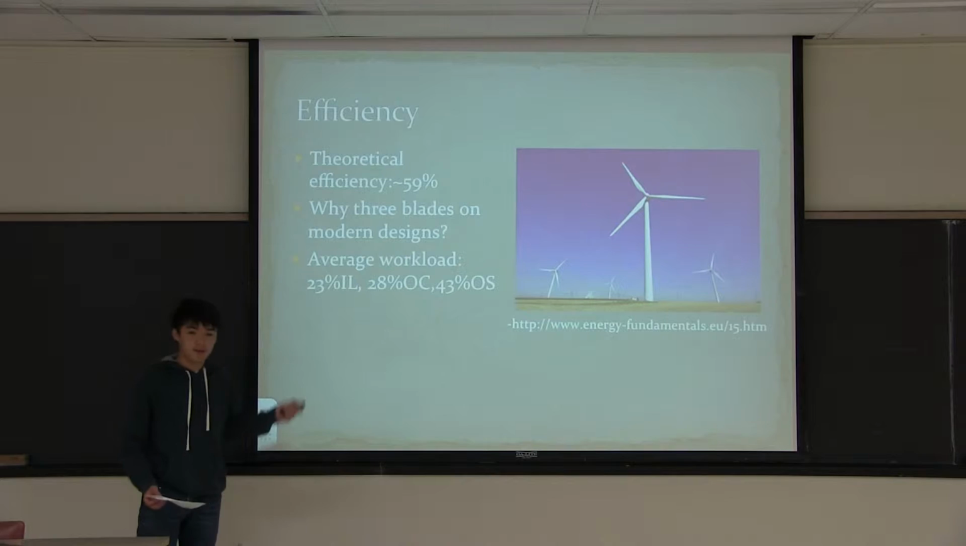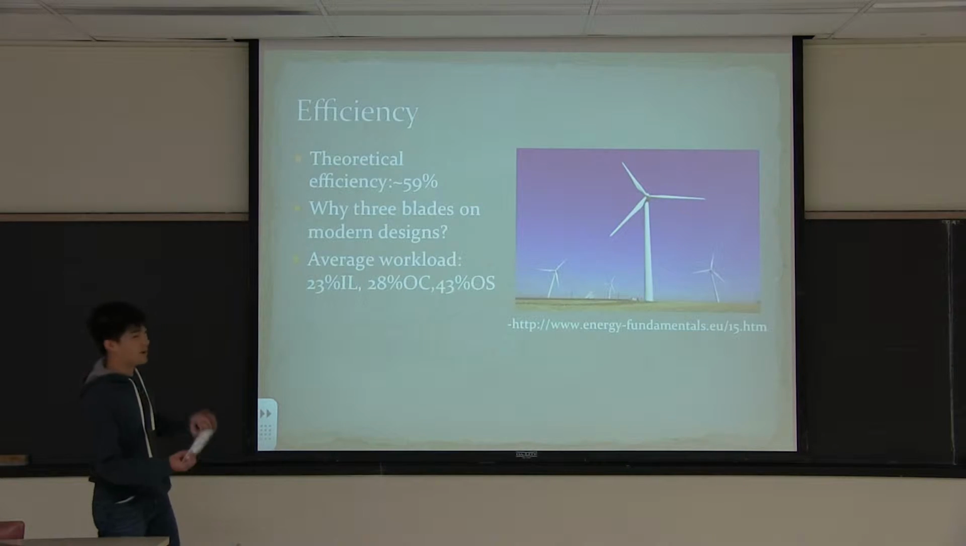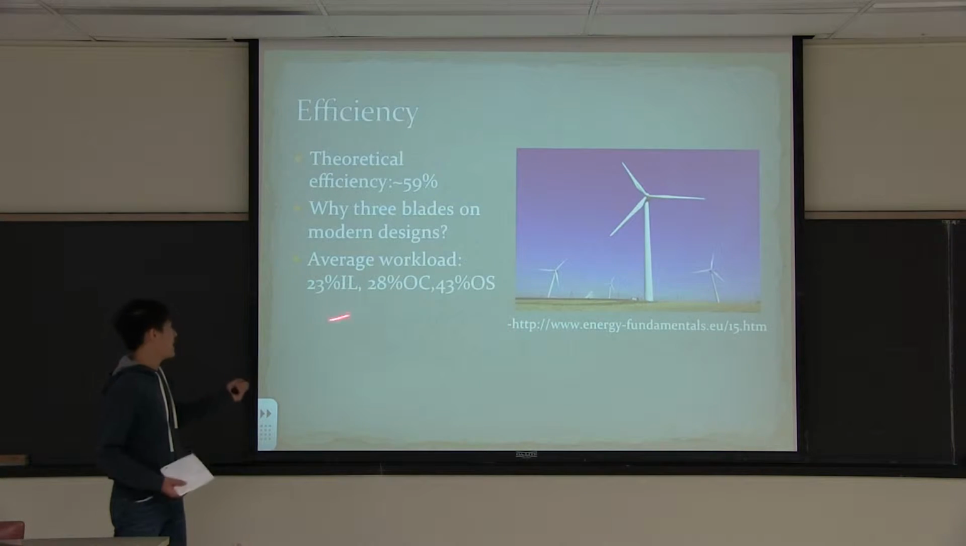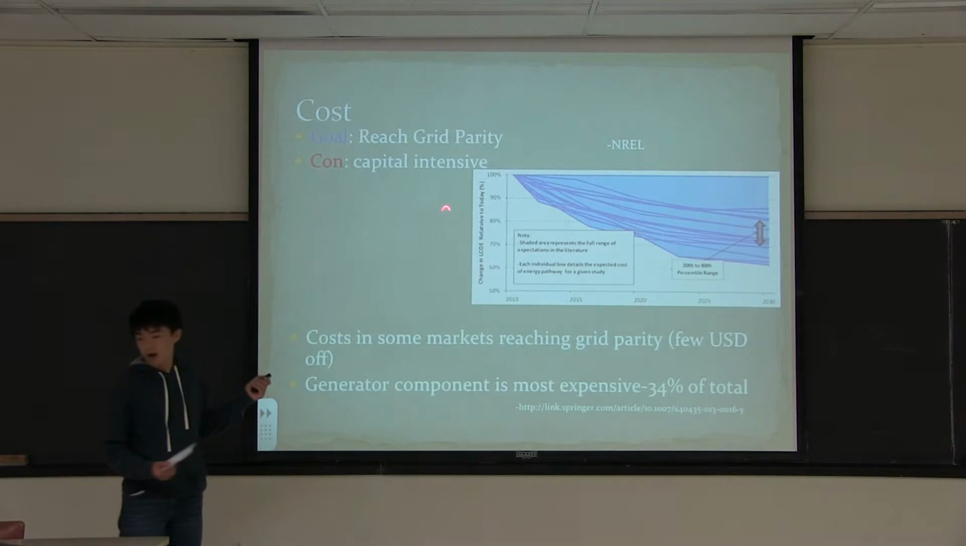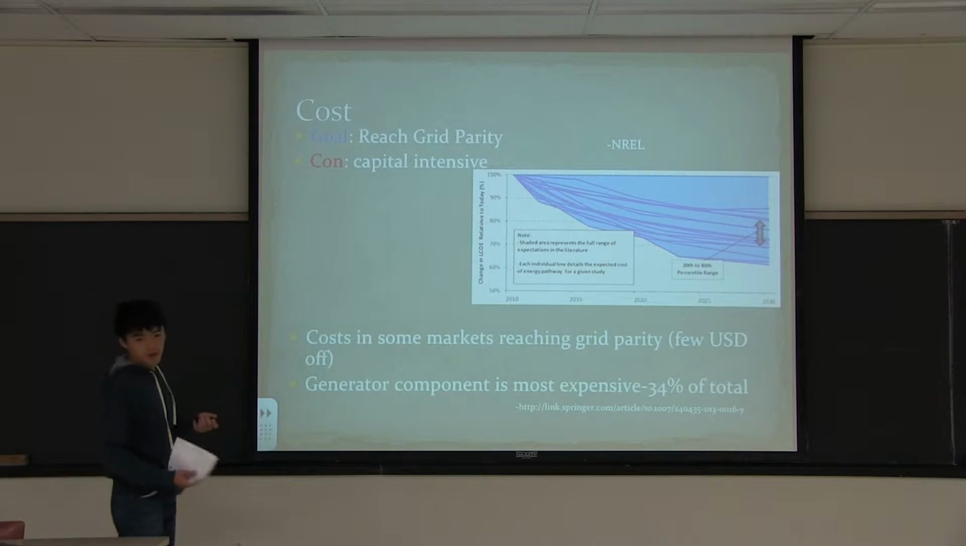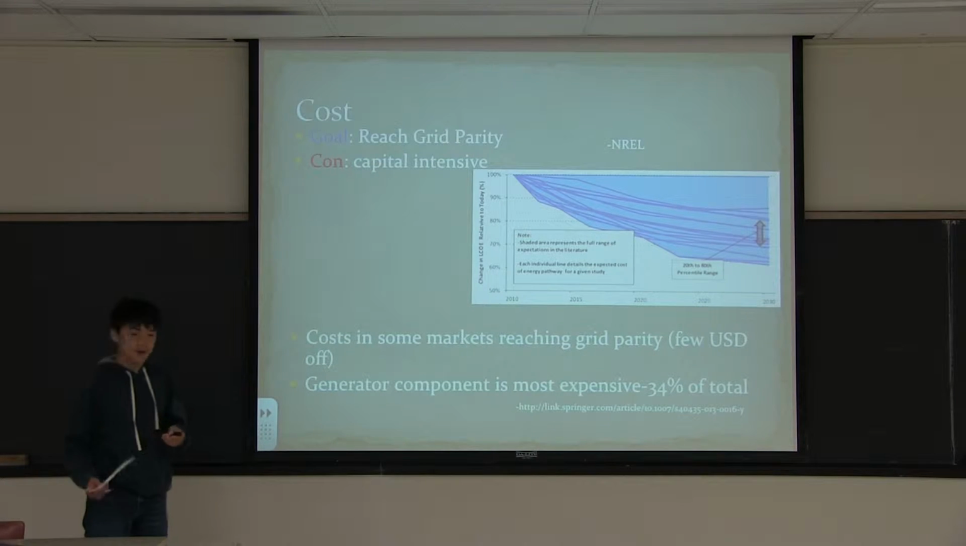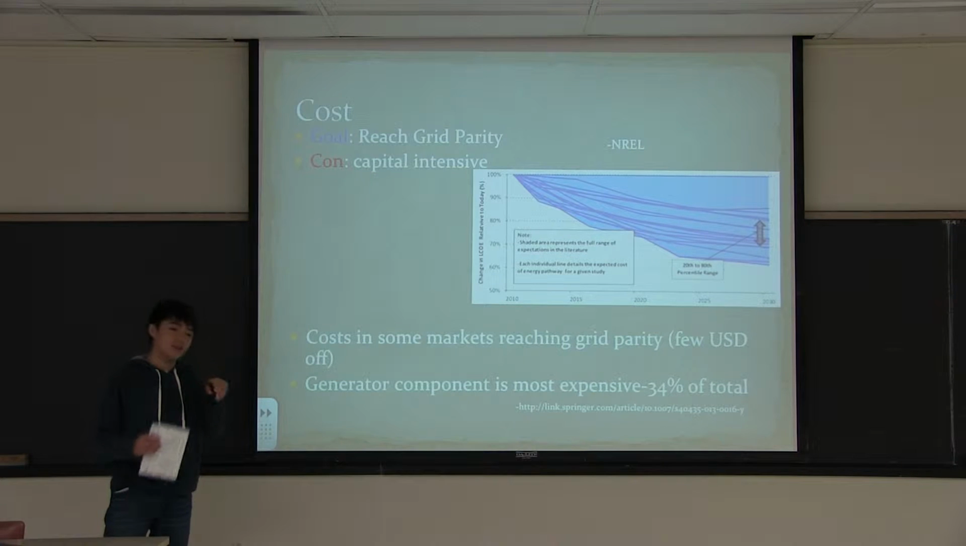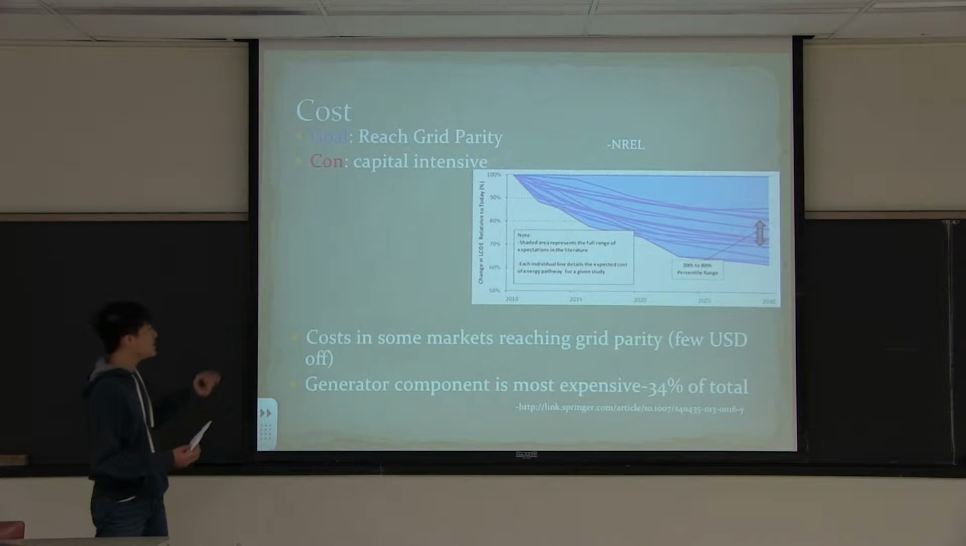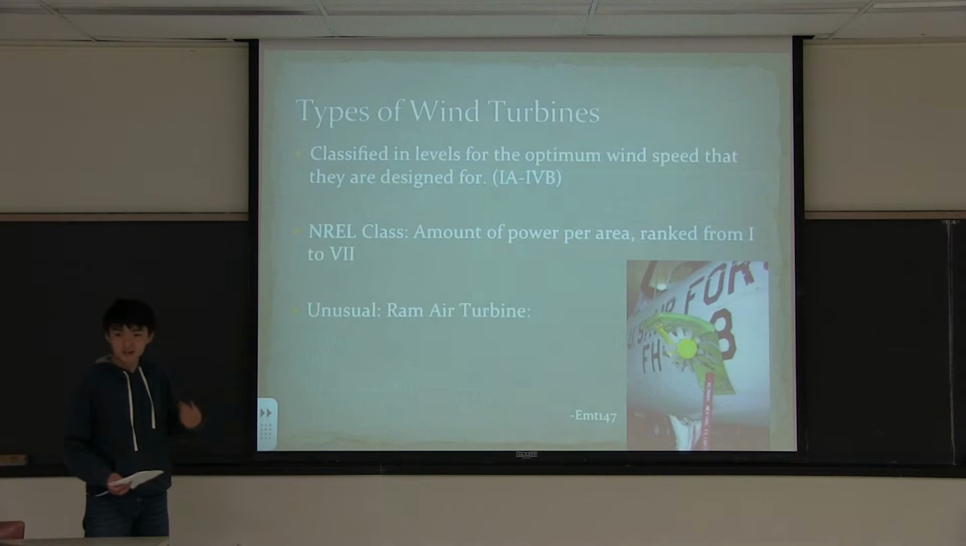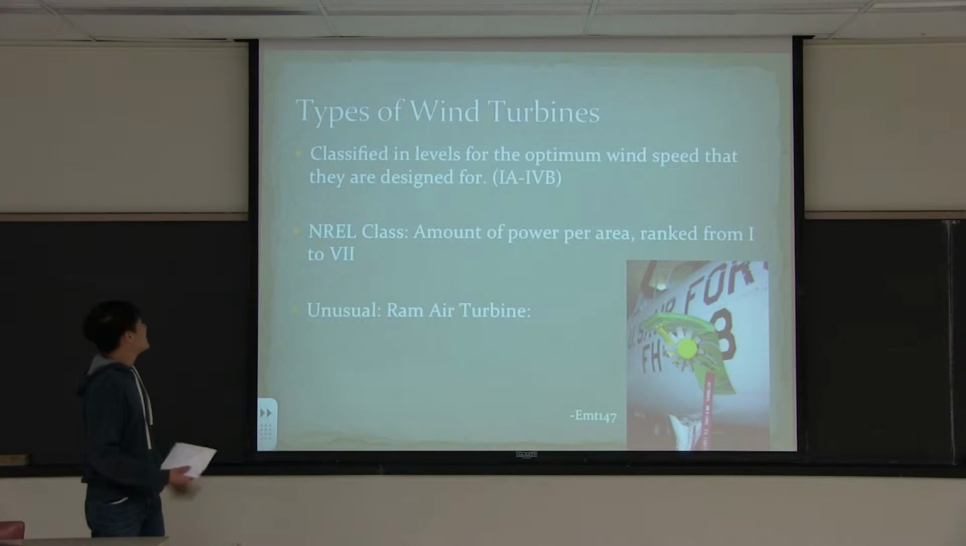The theoretical efficiency of a wind turbine is 59%, but realistically the most you can get is around 48% with a 3-bladed design, which creates an optimum amount of torque on a generator. The average workload for a wind turbine is maximum offshore because of the wind, at 48%. The cost is still more than a conventional source, but the goal is to reach grid parity. And what is grid parity? It's when the cost is equal to the cost of a conventional source. But a con of wind power is that it costs a lot of money to start up.